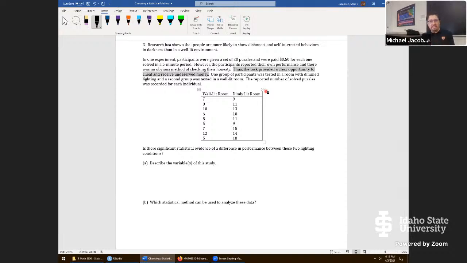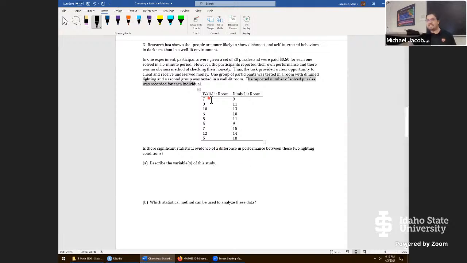And I mean, if you're put in a really unfair situation, that's just a natural human response, in my opinion, at least. I haven't taken a whole lot of psychology. It goes on to say, one group of participants was tested in a room with dimmed lighting. That's the dimly lit room. Second group was tested in a well-lit room where you probably feel more exposed. And even though no one's checking you, the fact that everything's well lit just feels different. And the reported, remember, this is self-reported, number of solved puzzles was recorded for each individual.